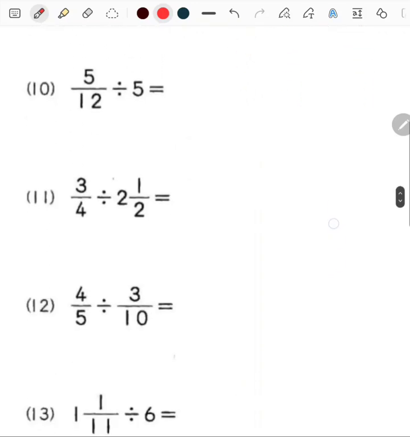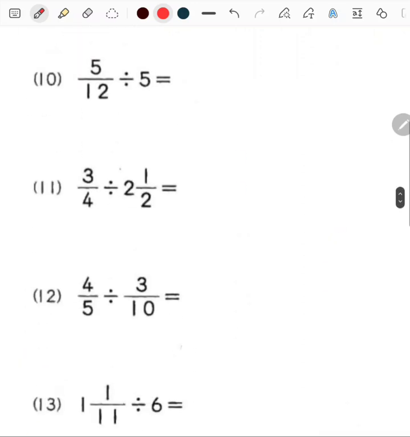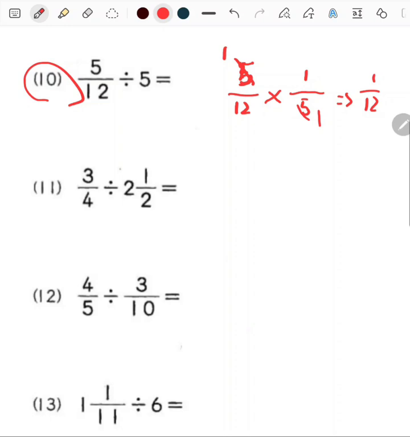So let's do some harder question here. Let's try question number 14 and question number 10. Question number 10, 5 over 12 multiplied by, so what's 5 and change it? It becomes 1 over 5. Watch this, right? So now it becomes multiplication. 5 reduced with the 5, and then 1 over 12 is my answer.